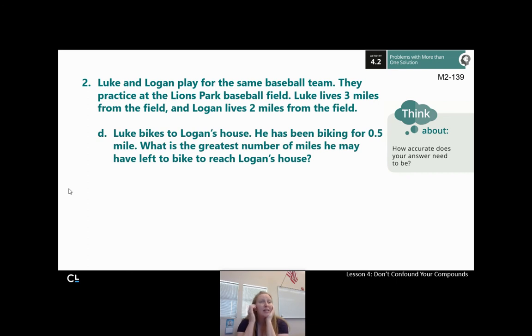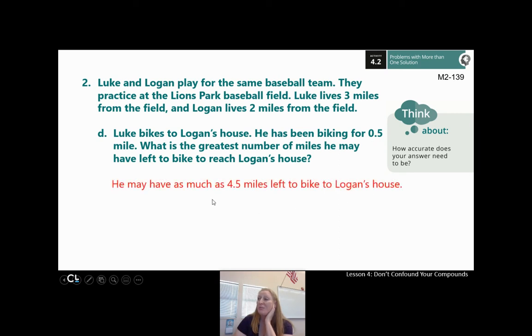So he may, because we said that the distance might be only 1 mile, or it could be as much as 5. So he may only have to bike another half a mile, which is pretty close. It's not very far at all. But the question says, what is the greatest number of miles he may have left to bike to reach Logan's house? Well, the greatest possible distance is 5 miles. He's already done a half a mile, so he may have as much as 4.5 miles left to bike to Logan's house. It's possible, very possible.